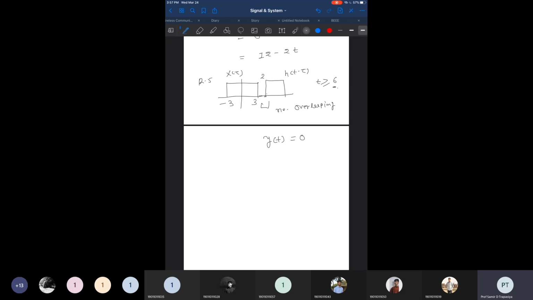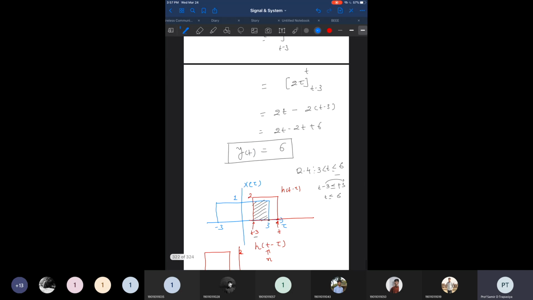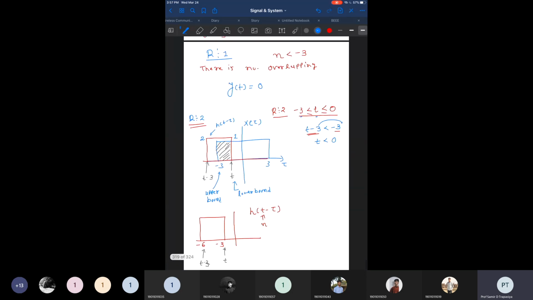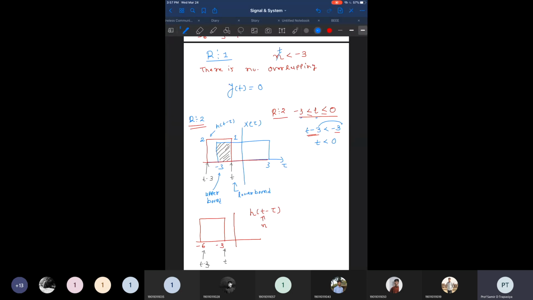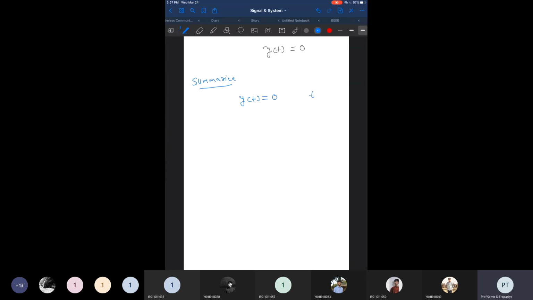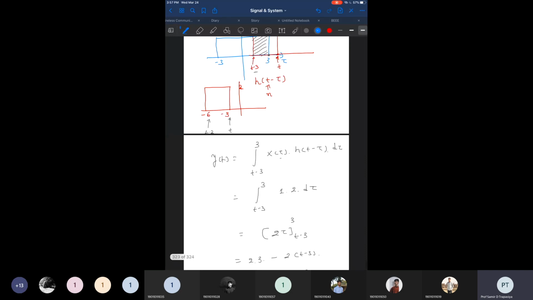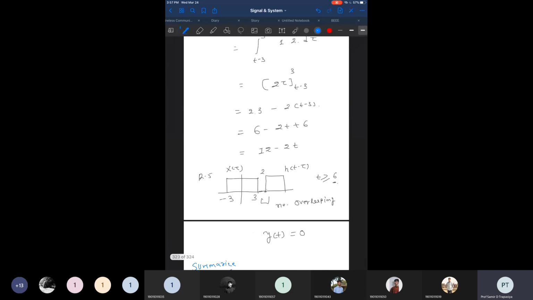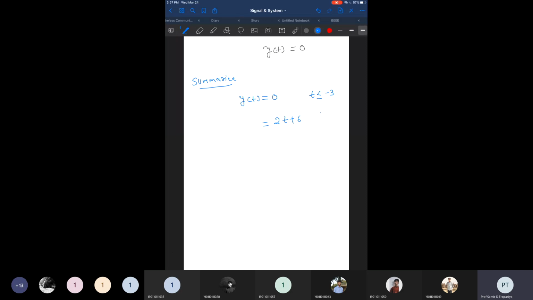So now let's summarize what we have covered today. In this example, y of t is equal to 0 when t is less than -3. Then the value of y of t is 2t plus 6 when t lies between -3 and 0.